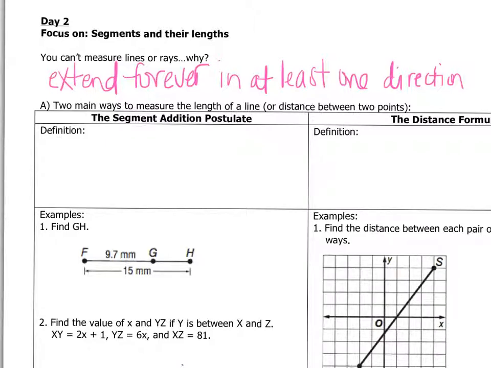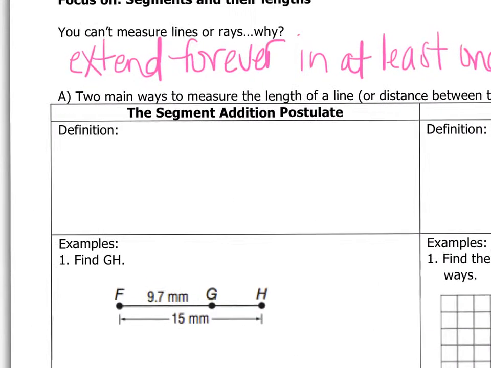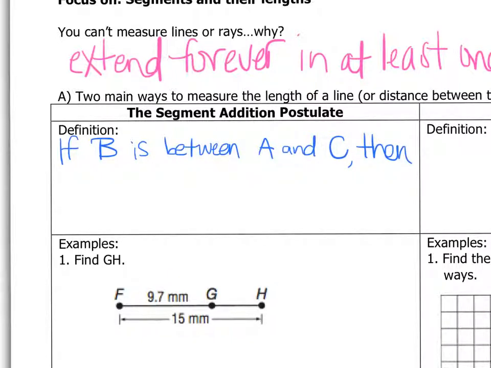All right, our segment addition postulate. This is going to look very familiar because you guys just spent about 10 to 15 minutes looking at this. Our segment addition postulate says, in general, if B is between A and C, then the following has to be true. The length of AB plus the length of BC has to be equal to the length of AC.